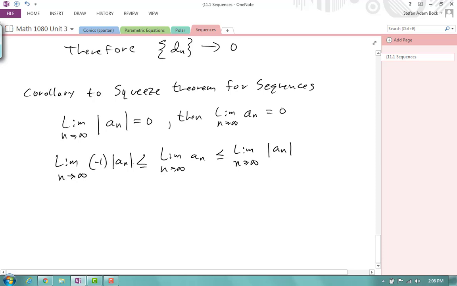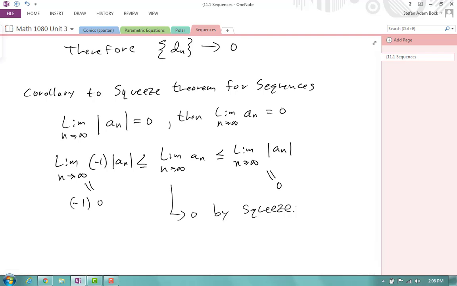So a sub n is basically swapping between positive and negative values, so it must be below strictly positive values and above strictly negative values. But we know from assumption that this is 0, and likewise this would be negative 1 multiplied by 0 in the end. So this has to be 0 by squeeze. So keep an eye out to see if taking the absolute value will simplify your problem.